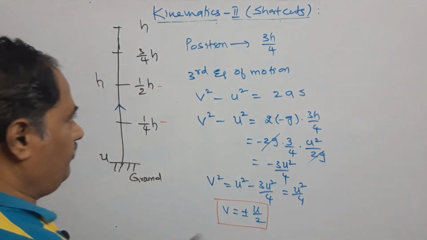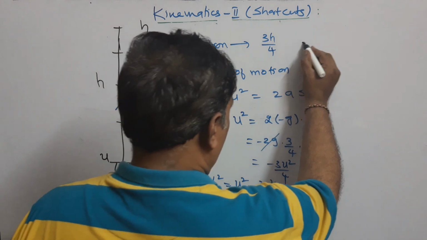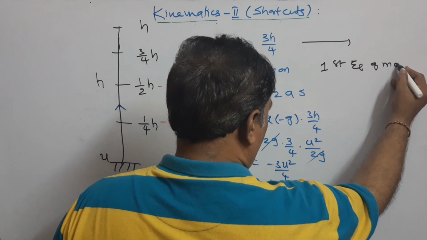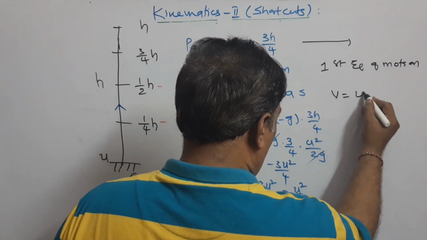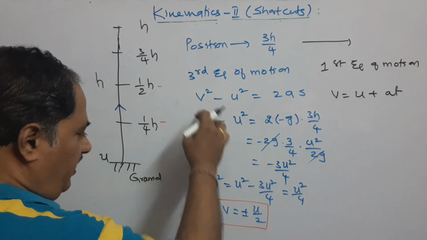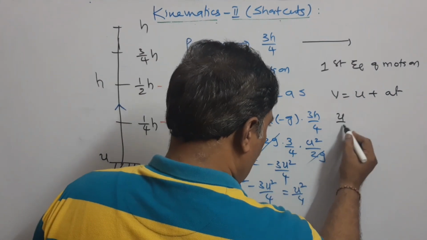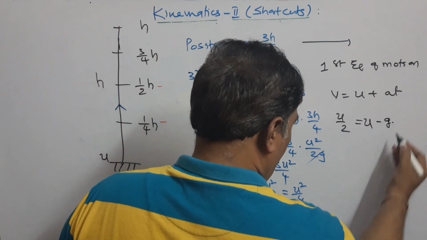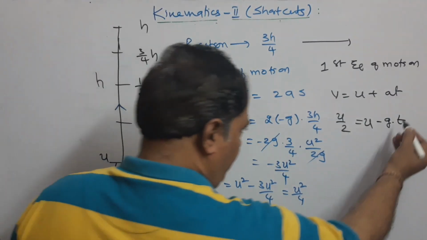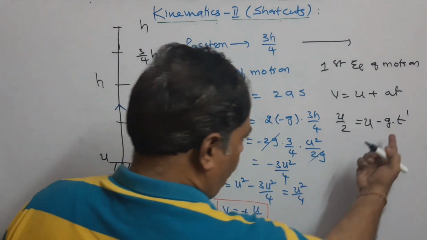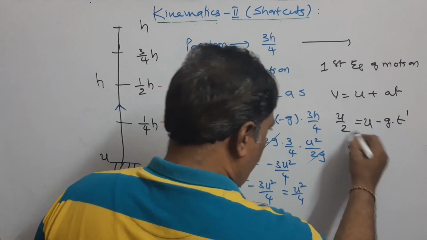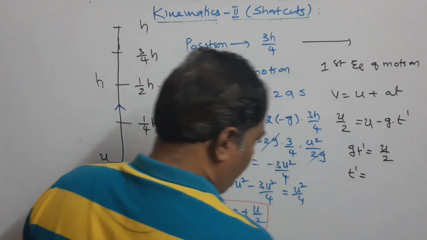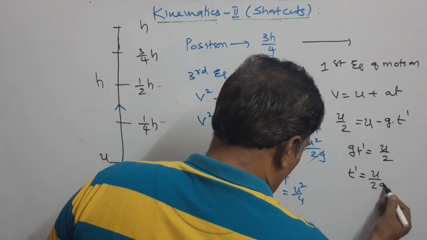By considering the same, if you want to consider time, use the first equation of motion. What is the first equation of motion? v equal to u plus at. In this case, you know v is nothing but u by 2, and u is u. a means minus g. Let it be some t or t dash at this point. So, g t dash is equal to u minus u by 2. Hence, you are able to get u by 2. t dash is equal to u by 2g.